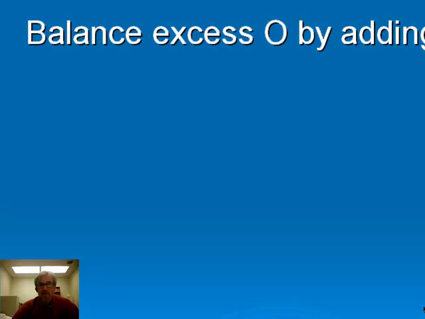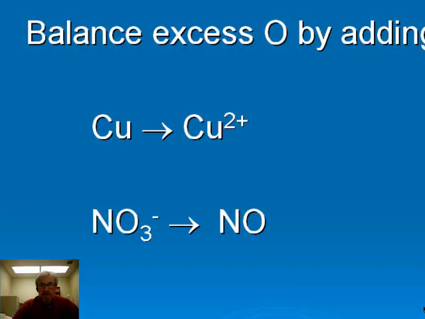Once that's done, you balance any excess oxygens by adding water to the appropriate side. So looking at my reaction here, the top half reaction doesn't have any O in it at all, so this is not a step that would be useful there. But the bottom half reaction has 3 oxygens on the left, but only 1 on the right. That means I need 2 more oxygens on the right. I can provide them by adding 2 water molecules. Now that screws up my hydrogen balance, but we're going to deal with that in our next step.